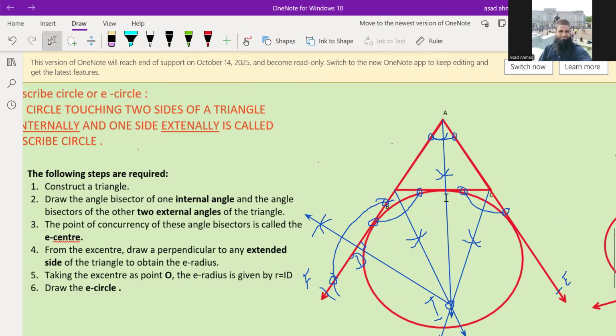I hope you will be able to understand. It needs practice and then you will be able to get it. So the main point of construction for this E-circle is that you have to draw three angle bisectors. One internal angle bisector opposite to vertex A, and two external angle bisectors, like angles B and C, where external angle bisectors are drawn, and from that point, which should be concurrent, from there you have to draw first a perpendicular to find the radius, and this perpendicular I to D, for example, will be taken as the radius, I will be the center, and you will draw the circle. It should touch in this way, the extended sides internally and one side of the triangle externally. This is called the E circle. I hope you will be able to understand.